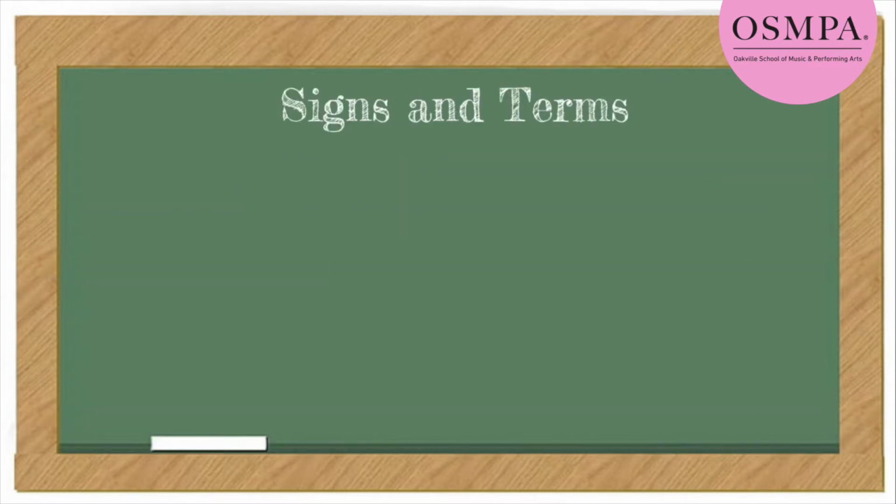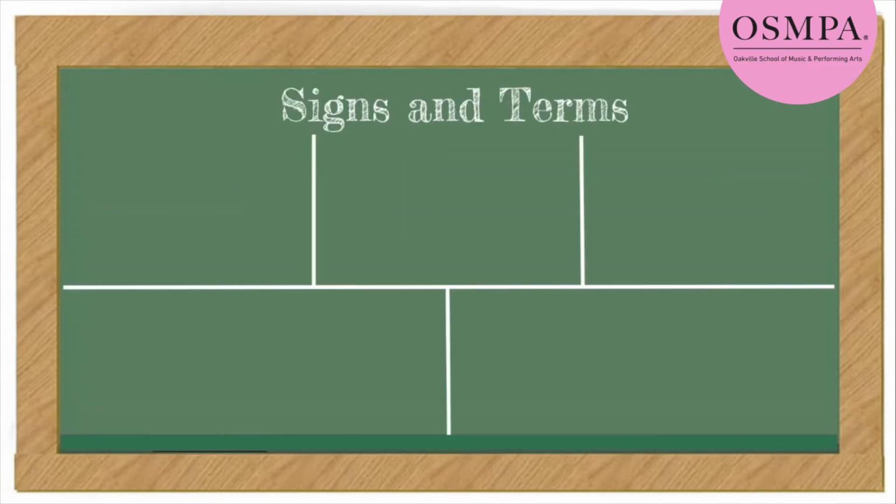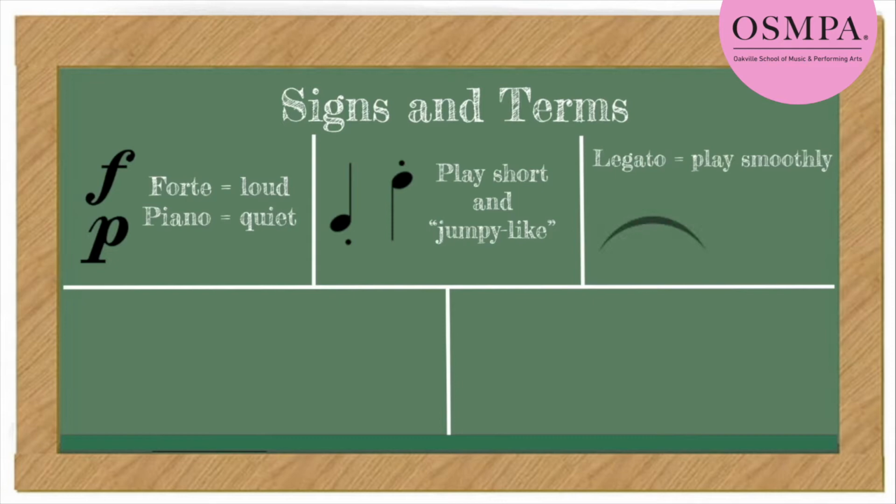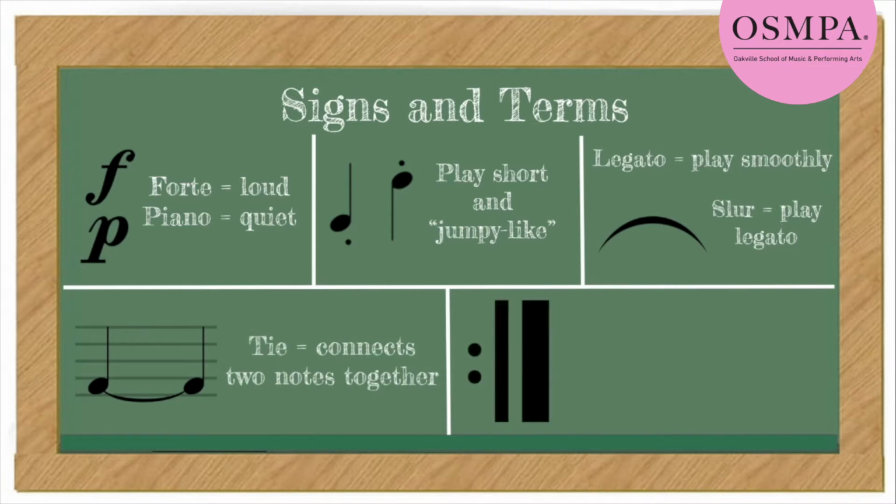Signs and terms. Firstly, our dynamics are forte, meaning loud, and piano, meaning quiet. Next, we have staccato, which means to play short and separated, almost like you're jumping off the keys. Legato means to play smoothly and connected, and a slur will tell you when to play legato. A tie connects notes together, and you would hold the note for as long as a combined value is. And lastly, a repeat sign means to play again from the start.